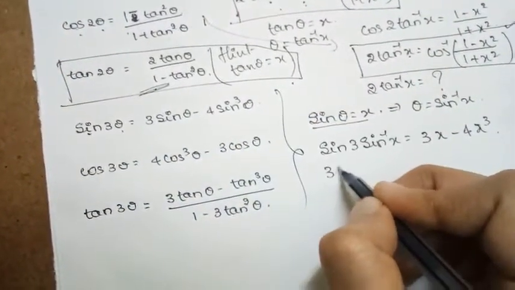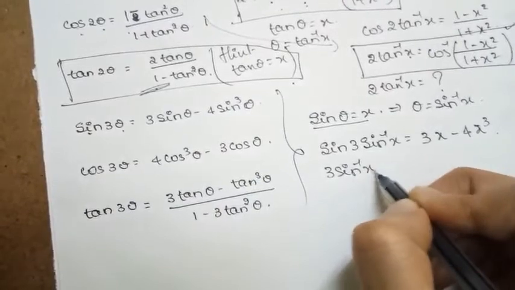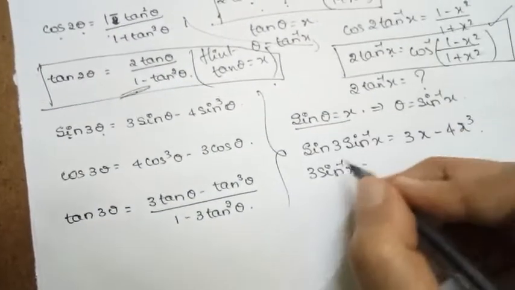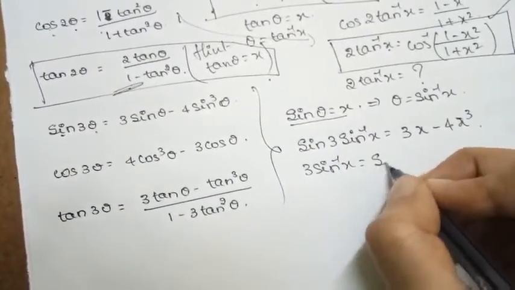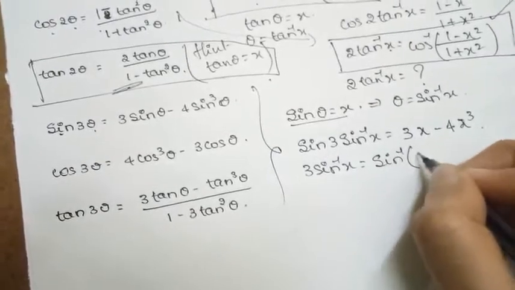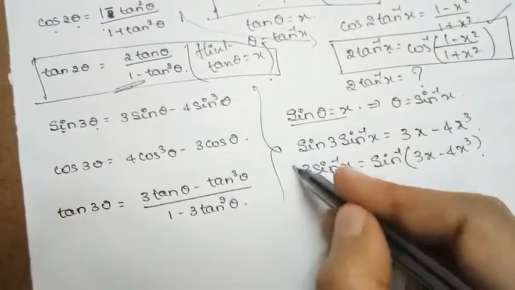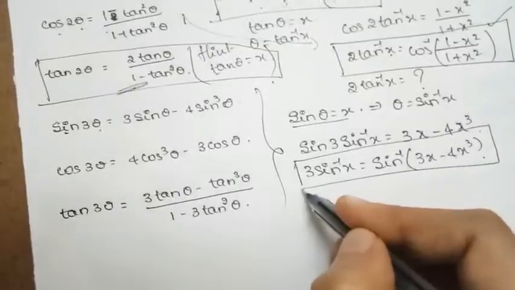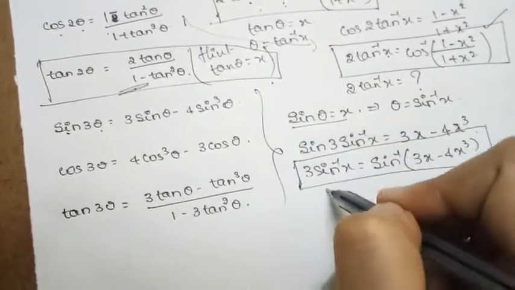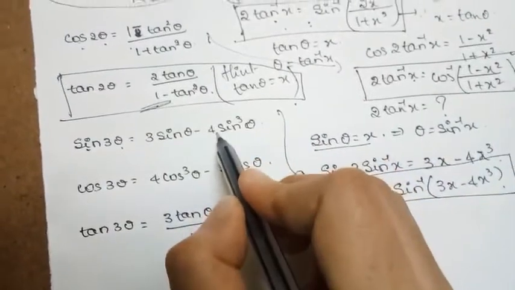So if I bring that sign to the RHS, we are going to get the identity for 3 sine inverse x, that is nothing but 3 sine inverse x is equal to sine inverse of 3x minus 4x cube. So this is the identity. So this is how we derived this one with the help of trigonometric identity.